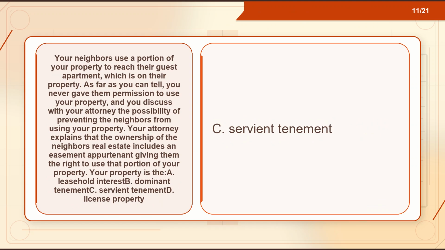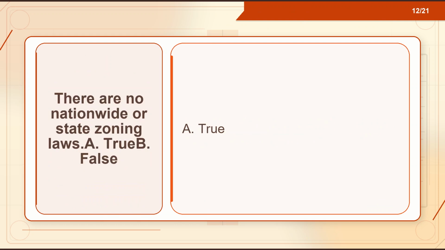Flashcard 11. Term. Your neighbors use a portion of your property to reach their guest apartment, which is on their property. As far as you can tell, you never gave them permission to use your property, and you discuss with your attorney the possibility of preventing the neighbors from using your property. Your attorney explains that the ownership of the neighbor's real estate includes an easement appurtenant giving them the right to use that portion of your property. Your property is the A. Leasehold interest. B. Dominant tenement. C. Servient tenement. D. Licensed property. Definition. C. Servient tenement.